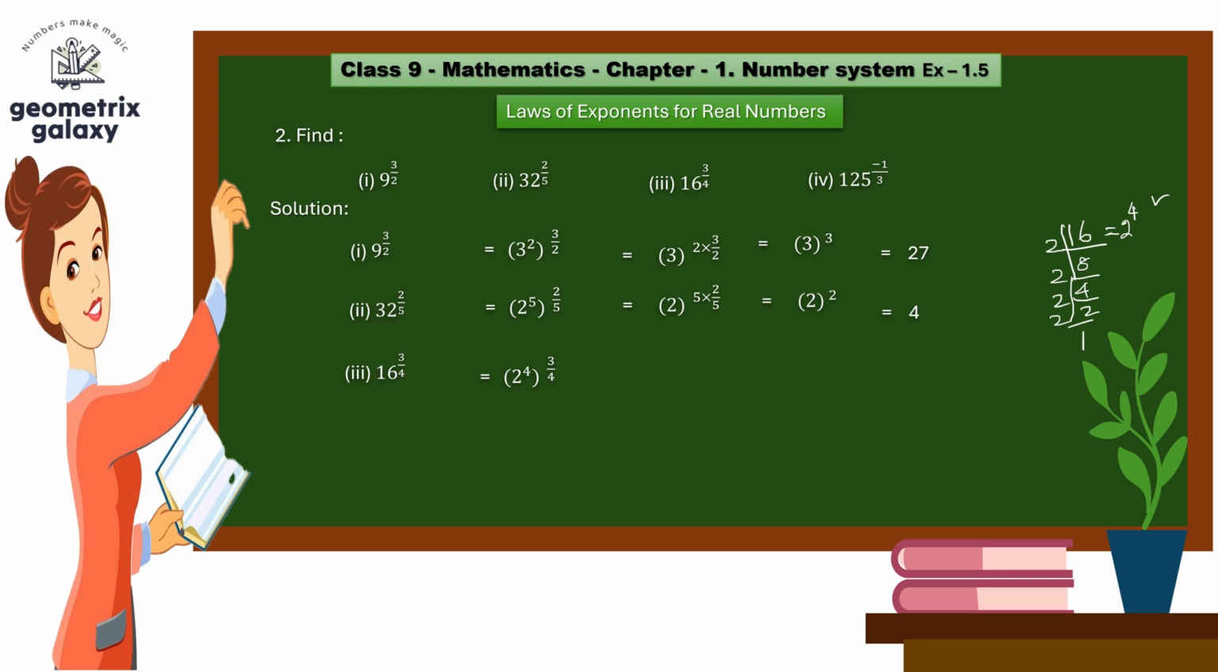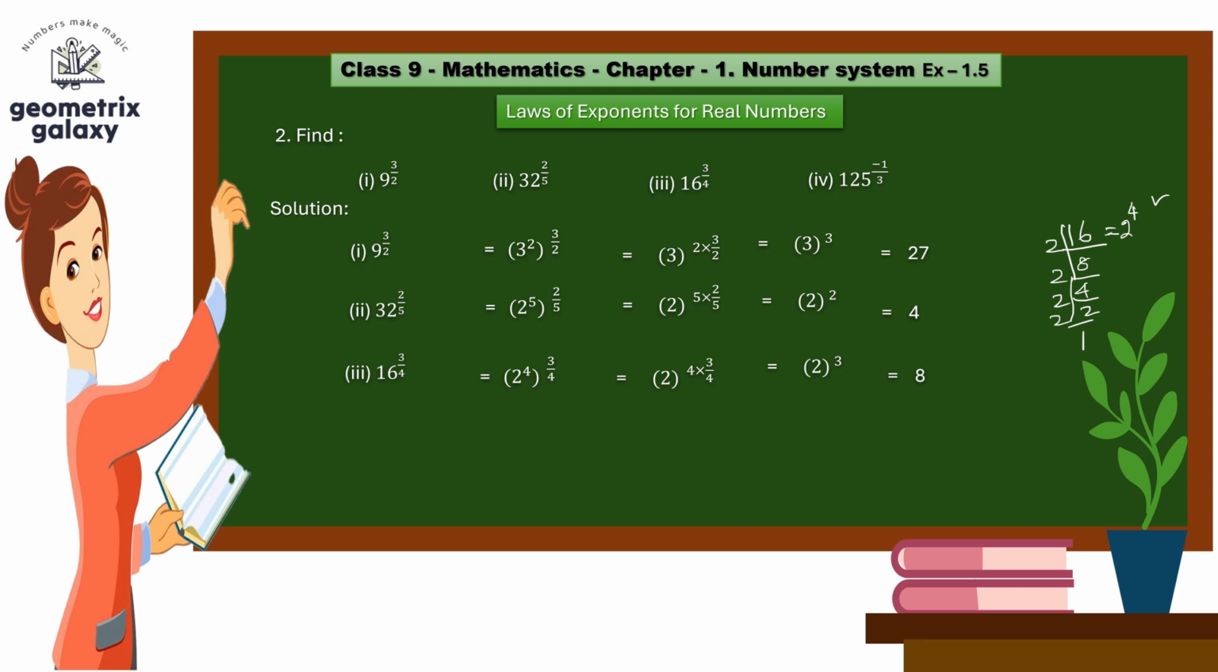Now it is power of power. So what we have to do? We have to multiply the powers. So I can write it as 2 to the power 4 into 3 by 4. 4 and 4 will get cancelled. The answer is 2 to the power 3. 2 to the power 3 is 2 into 2 into 2, which is equal to 8.